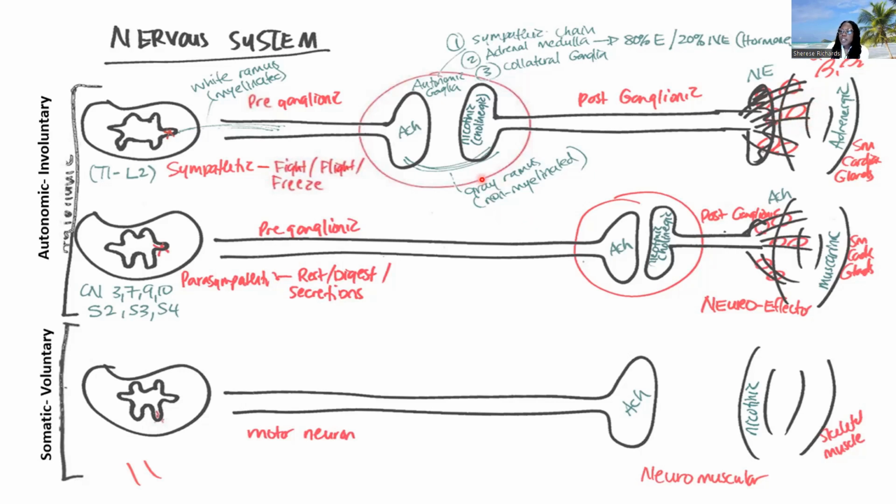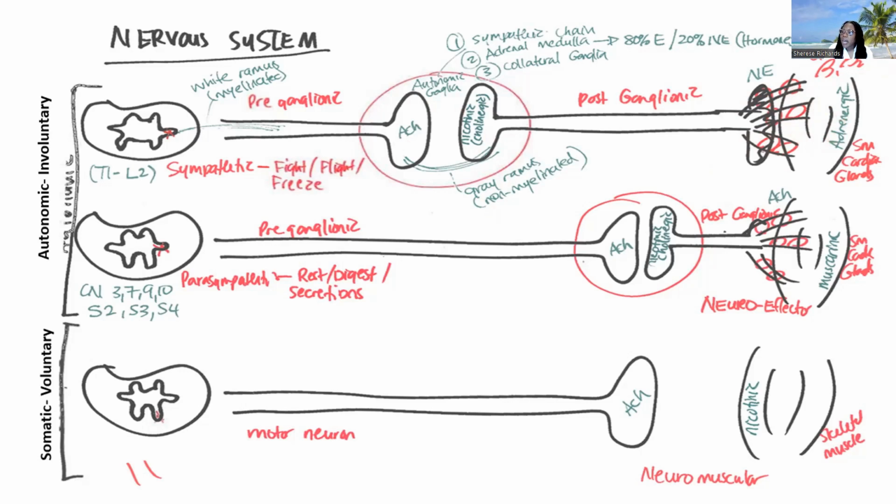So there were a few differences we described between the neuron to neuron synapse and the neuroeffector junction between the post-ganglionic neuron and the effector tissue. So here we're going to have metabotropic receptors. Specifically on the sympathetic side, it's going to be an adrenergic receptor.